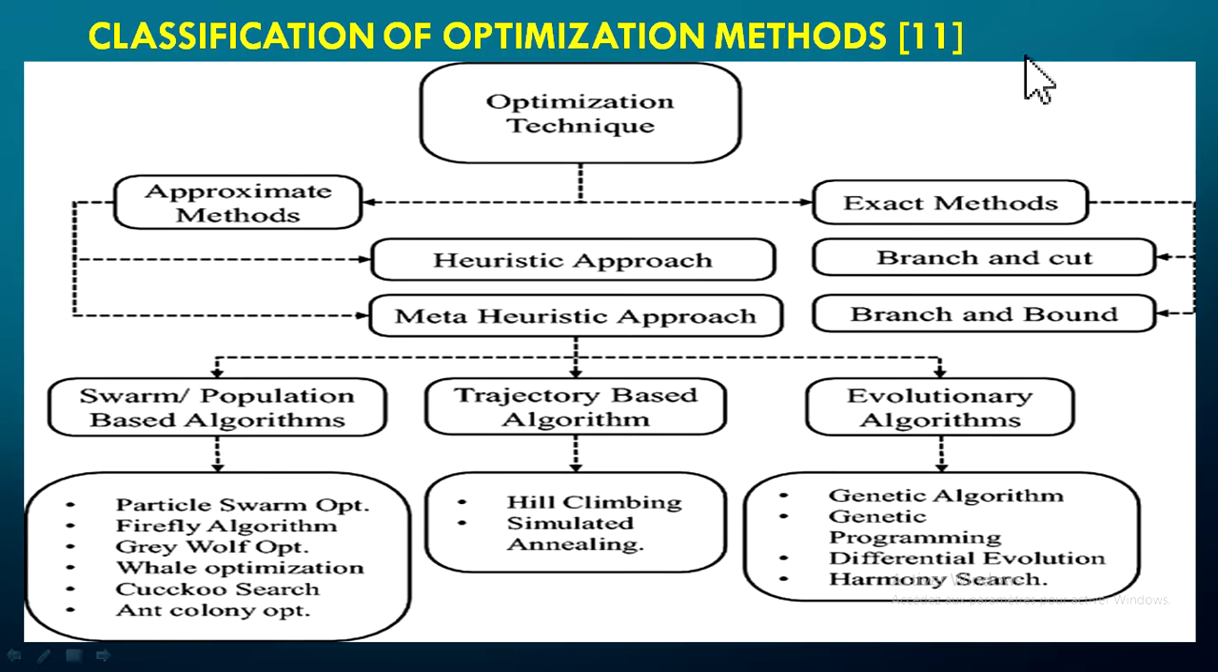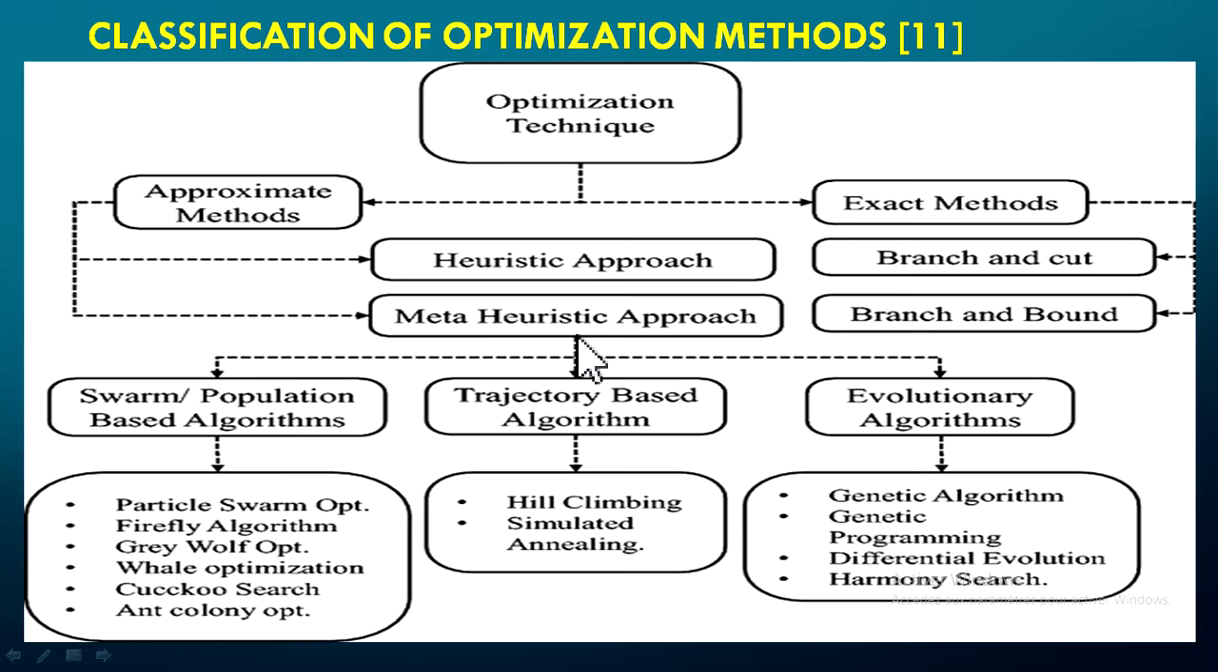Or we can say optimization methods or optimization techniques, because these algorithms will be implemented in the computer. So we have first two big classes: the approximate methods and the exact methods. In the approximate methods, we have the heuristic approach and the meta-heuristic approach. You see this prefix meta. We will define it later.